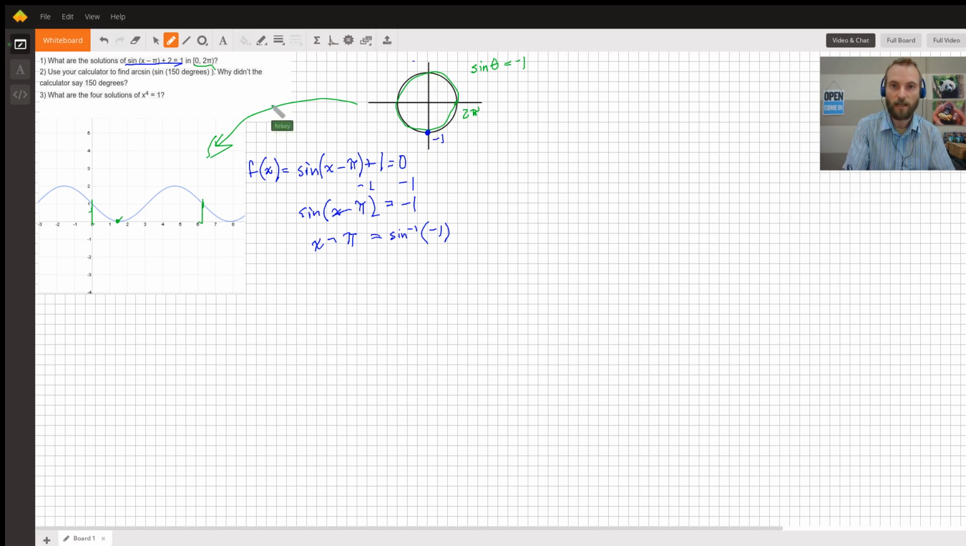Let me keep this green. This is pi over 2 radians. This is pi radians, or 2 pi over 2, which is pi radians, and then 3 pi over 2 radians gives us -1. So we can rewrite this as x minus pi is equal to, inverse sine of -1 we saw is 3 pi over 2.